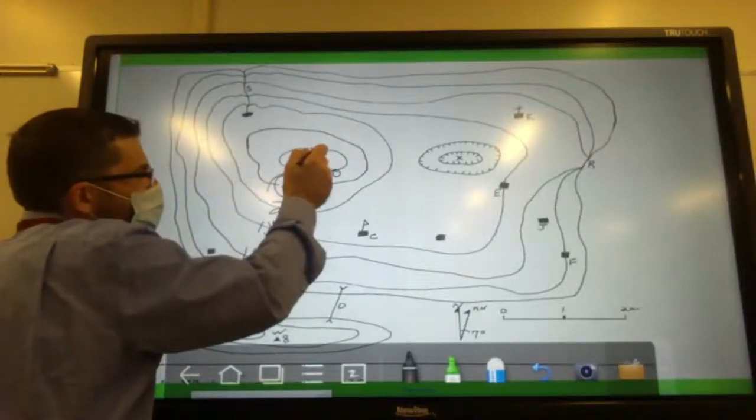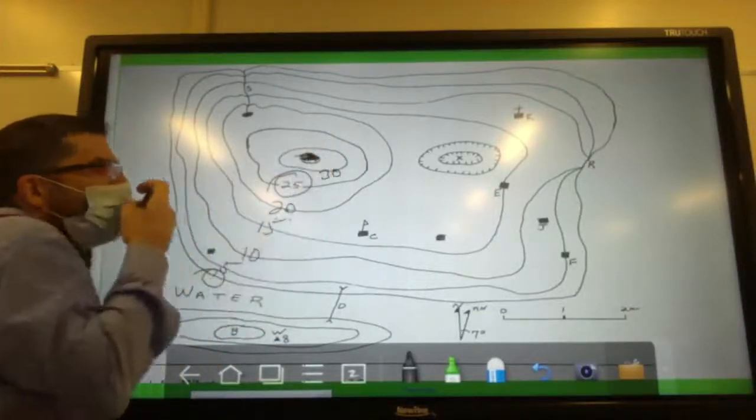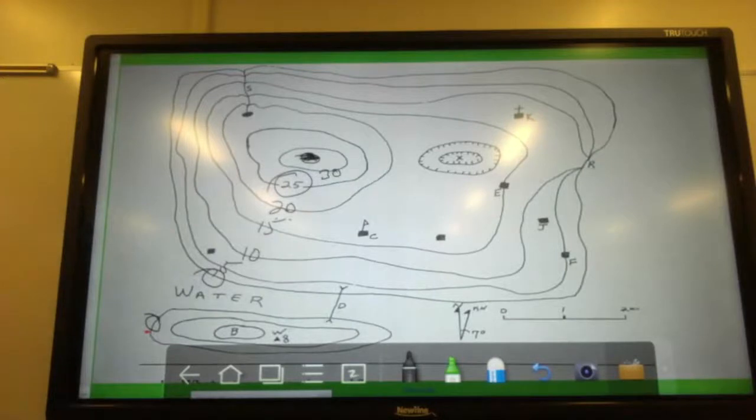35, but I can't do that. So what's the highest number I can go to without hitting 35? 34. Highest possible elevation is 34. Because it can't be 35. If it was 35, I would have another line. I can't do that, but I can go as high as 34. So highest possible elevation in location A is 34.